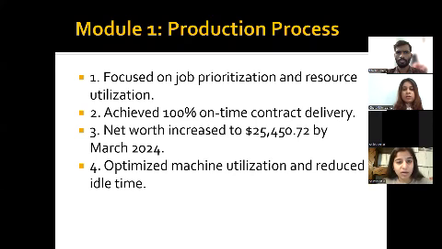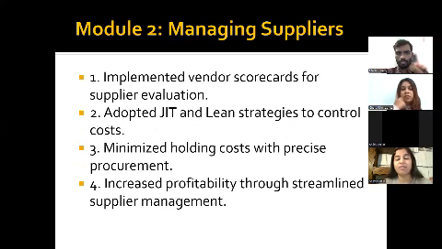Now I'm going to talk about module two. Module two is all about managing suppliers. This module focused on improving supplier management so that we can lower our cost and streamline operations. In this module, we used a few strategies like vendor selection, just in time and lean method, so that we can make our process smooth without any unnecessary expenses. Now I'm going to talk about a few decisions that we made and why we made those decisions.